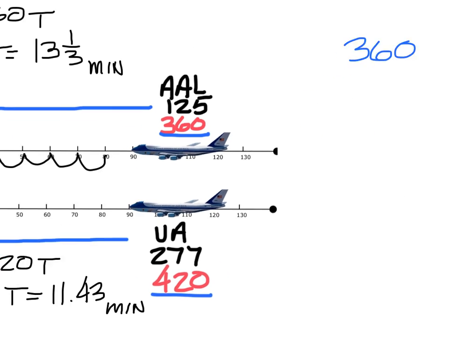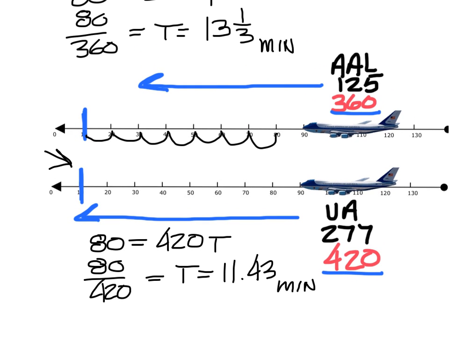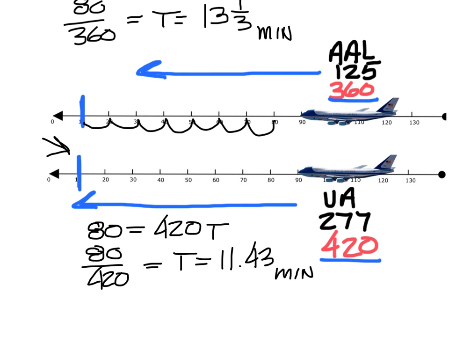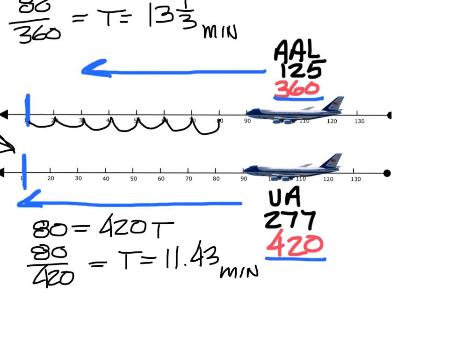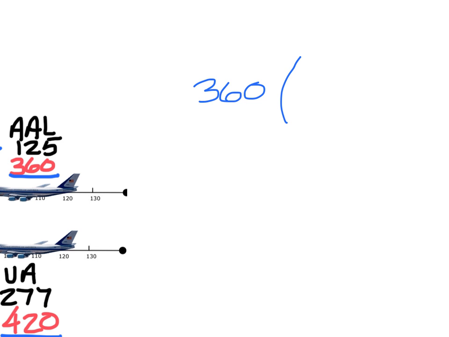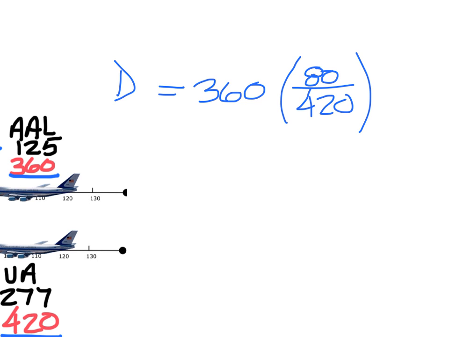What time am I going to use? 11.43, and we want to use the most accurate thing. So instead of 11.43, what do we use? What's equivalent? 80 over 420. So we use the time of 80 over 420. That'll give us the distance we're looking for. So do 80 divided by 420, and then multiply by 360. And what do we come up with?